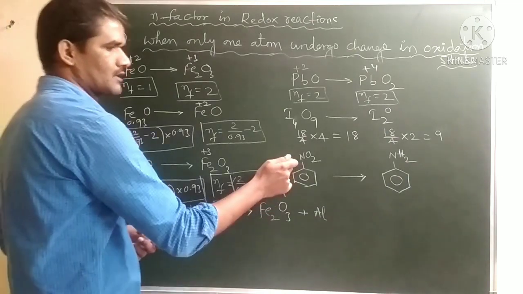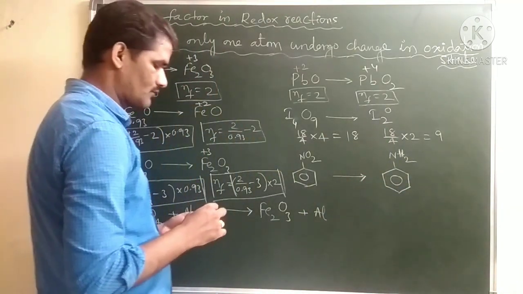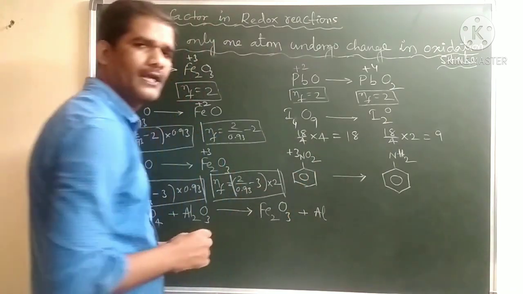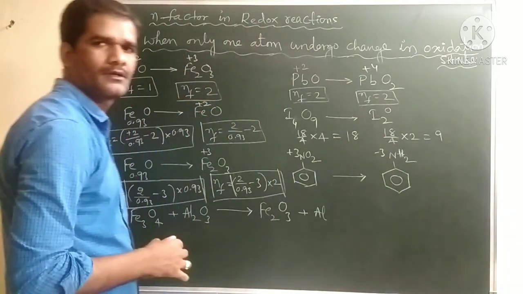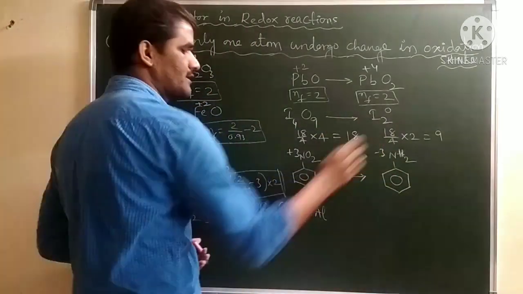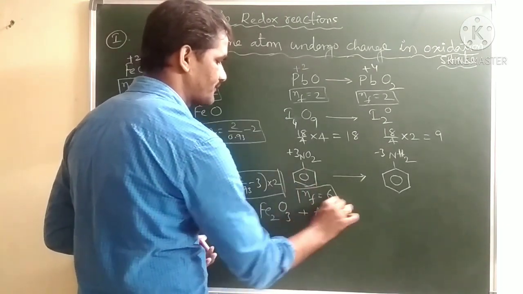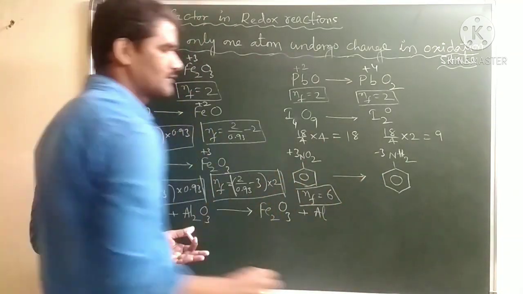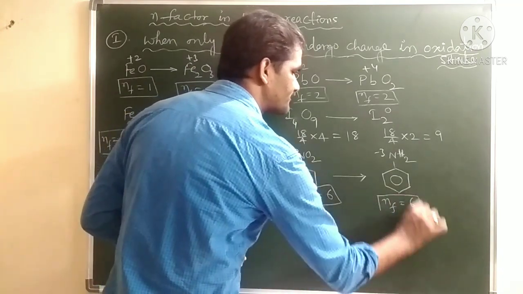And next the organic compound, nitrobenzene to aniline. Here the nitrogen oxidation state is plus 3 in nitrobenzene and here it is minus 3. Now the change is plus 3 to minus 3, so the N factor is equal to 6. Similarly here, minus 3 to plus 3, so the N factor is equal to 6.